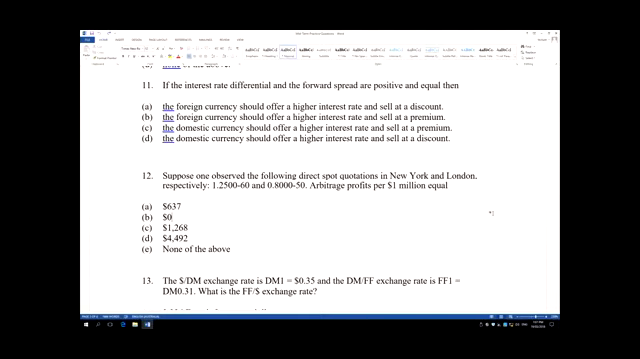The dollar Deutschmark exchange rate is 1 Deutschmark to $0.35. We've been given the Deutsche Mark franc exchange rate, so we've got to calculate the franc per dollar. We've got dollars per Deutsche Mark, and Deutsche Mark per franc, and we're asked for franc per dollar. So how are we going to do that?